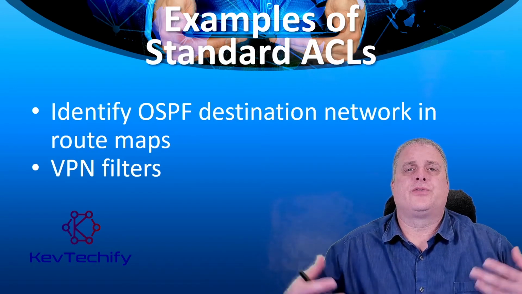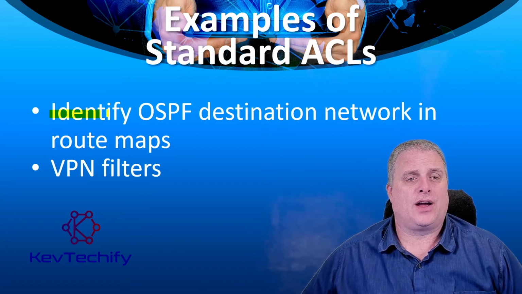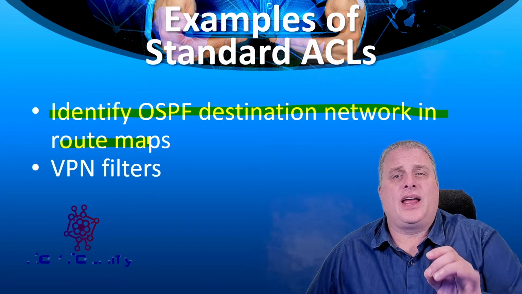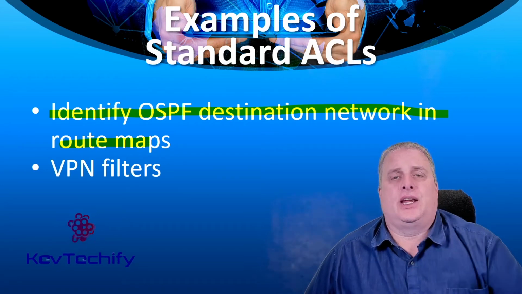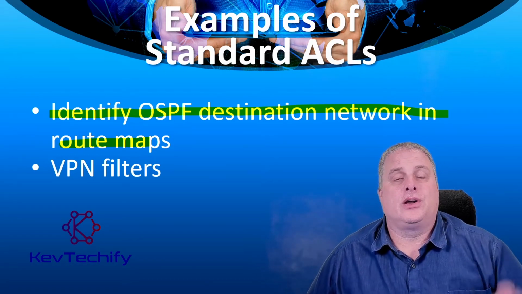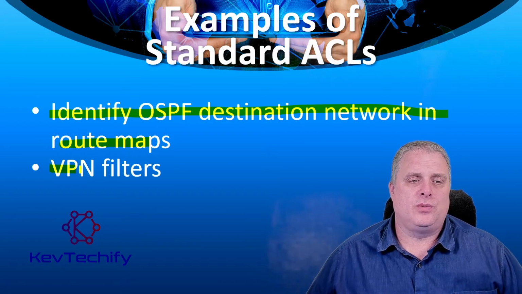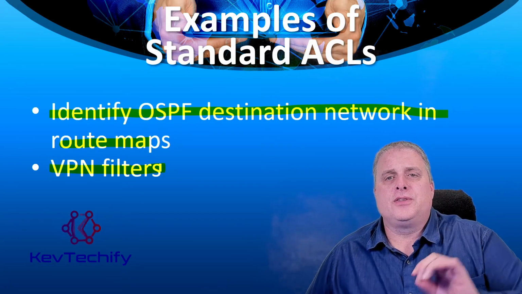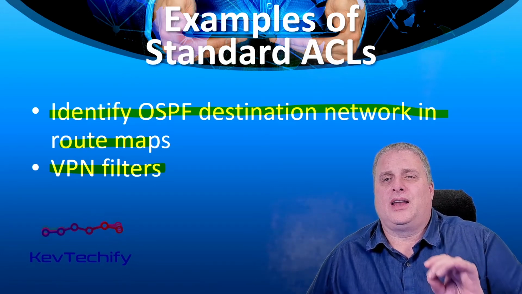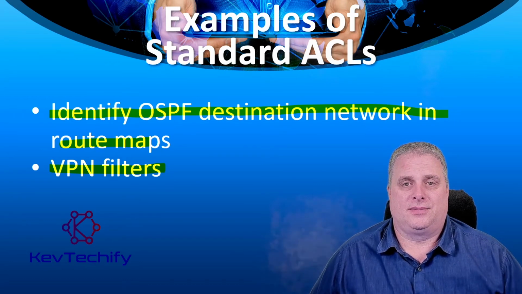A couple uses for standard access control lists on our ASAs would be first to identify OSPF destination network and route maps. Standard access lists include only destination addresses. It can be used to control the redistribution of OSPF routes. And the second one here for standard access lists would be VPN filters. Filter traffic for LAN to LAN or Cisco VPN client and the Cisco VPN AnyConnect secure mobile client traffic.